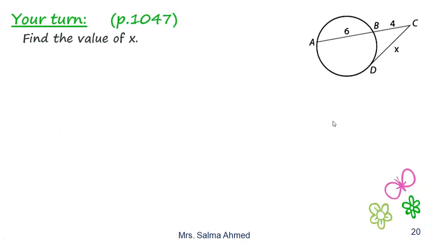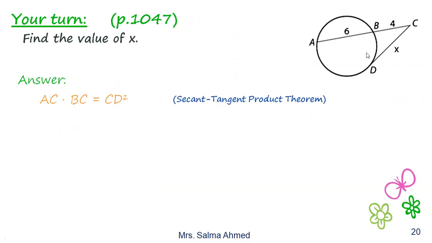Another example, find the value of x. I need to find x only. So I noticed that this is a secant and this is a tangent. So I'm going to use the third theorem. AC, the whole secant, times its external part is equal to the tangent squared, the secant-tangent product theorem. So AC, which is 6 plus 4, times the external part, which is 4, equals x squared. So 6 plus 4, which is 10, times 4, equals x squared.